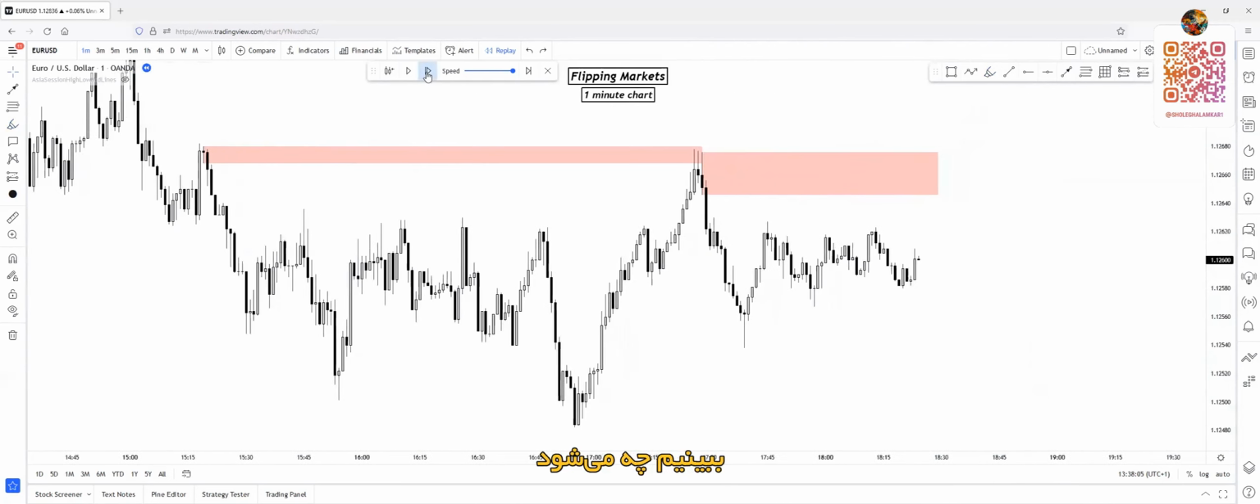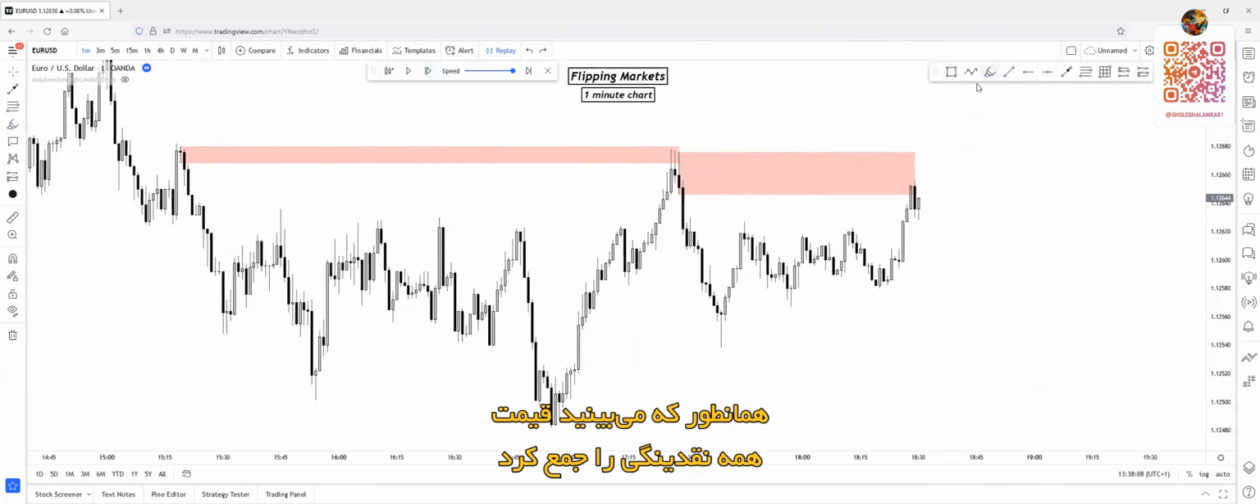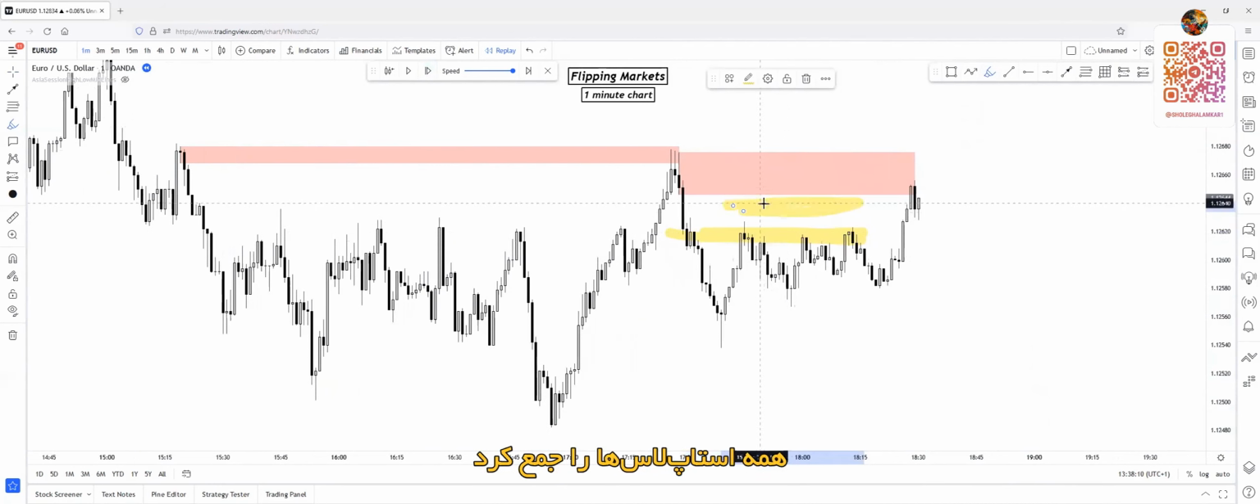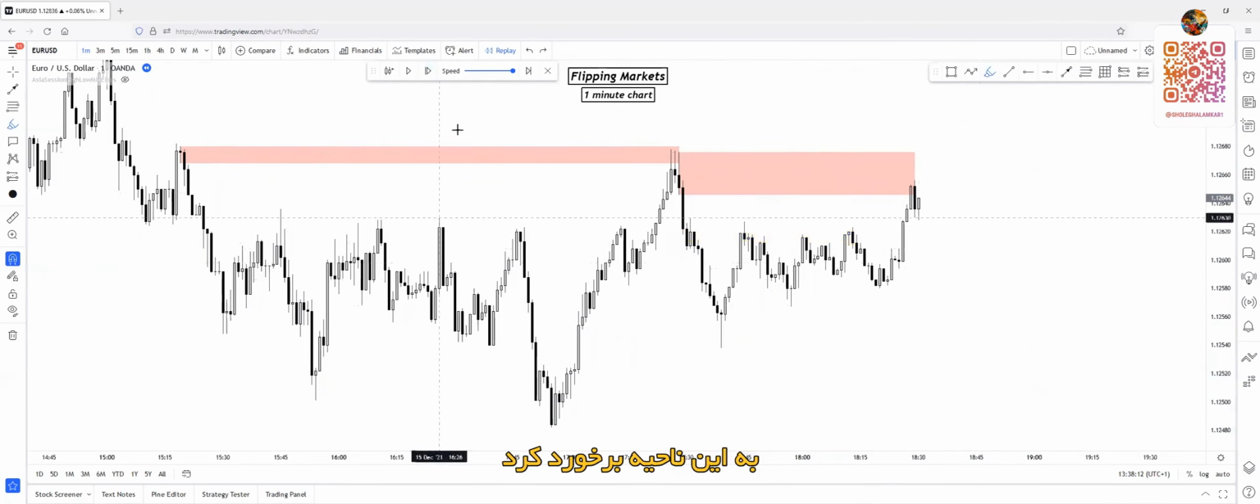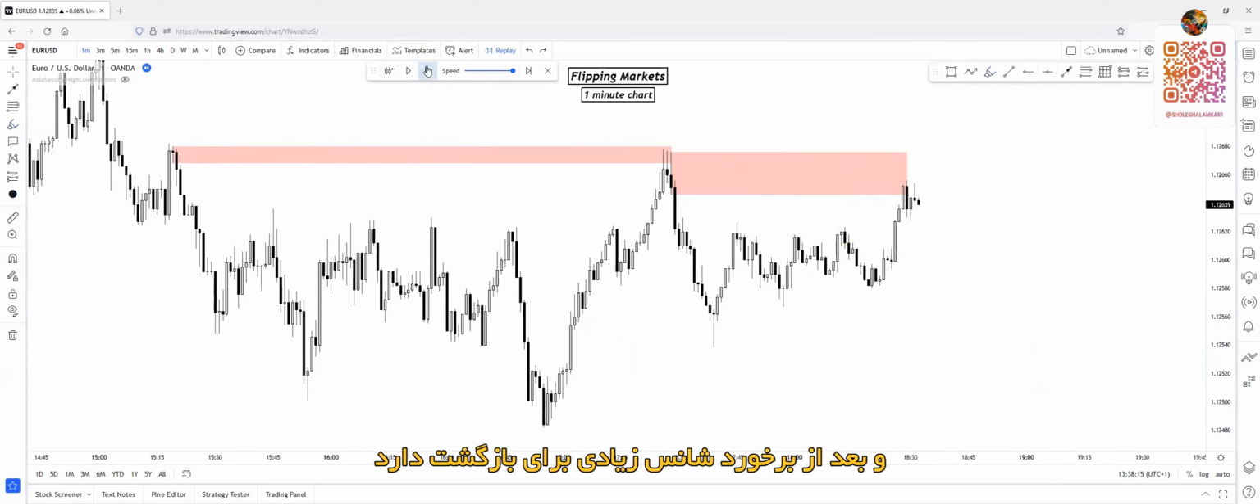Let's see. As you can see, price swept all of that liquidity, swept all of the stop losses, tapped into the zone, and after it has a great chance to reverse.